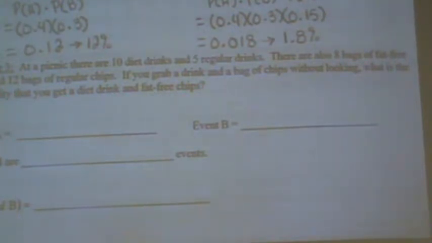Now example 3 is a more realistic problem, and something that we actually have to find the probabilities for. Example 3 says, at a picnic there are 10 diet drinks and 5 regular drinks. There are also 8 bags of fat-free chips and 12 bags of regular chips. If you grab a drink and a bag of chips without looking, what is the probability that you get a diet drink and fat-free chips?